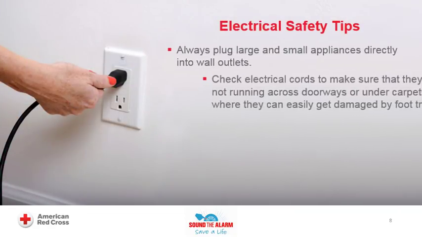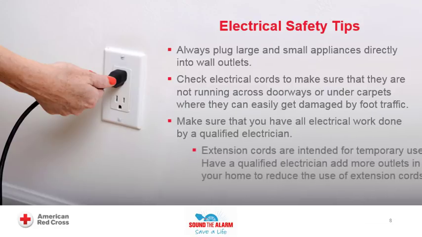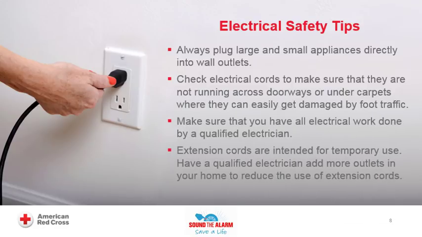Did you know that electrical problems are another common cause of preventable home fires, leading to unnecessary deaths and injuries? The following are tips residents can follow to help keep their homes safe from electrical fires. Always plug large and small appliances directly into wall outlets. Check electrical cords to make sure they are not running across doorways or under carpets where they can get damaged by foot traffic. Make sure that you have all electrical work done by a qualified electrician. Extension cords are intended for temporary use. Have a qualified electrician add more outlets in your home to reduce the use of extension cords.